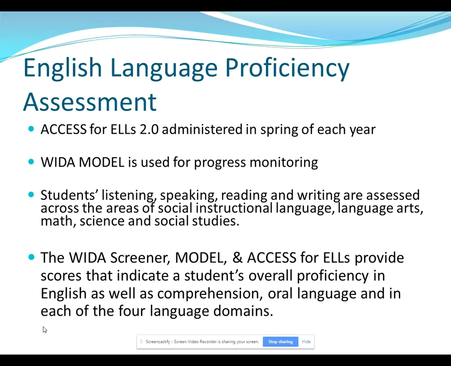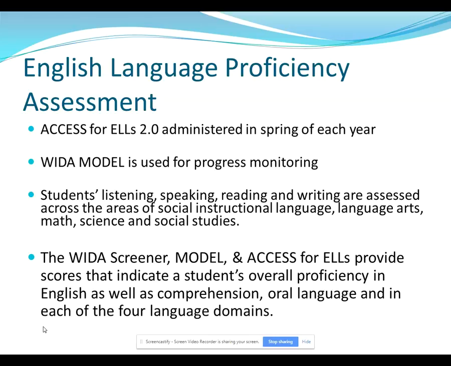Therefore, in these areas, the students are not assessed on discrete skills of the content areas, but rather the assessment looks at their comprehension and understanding of the language utilized in learning in these content areas, as well as in the areas of social instructional language.